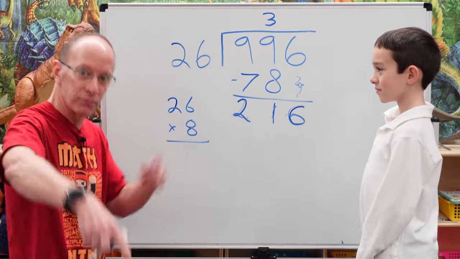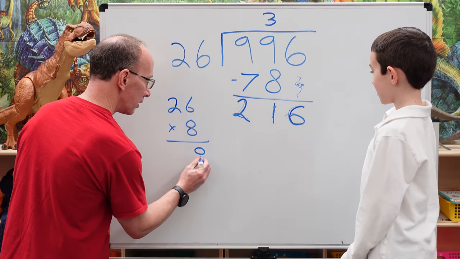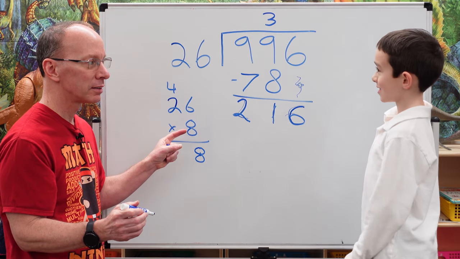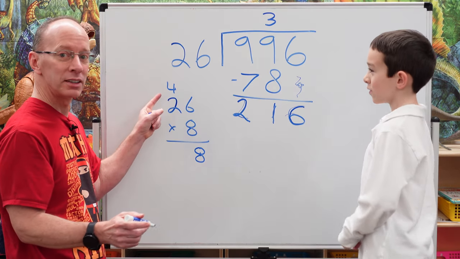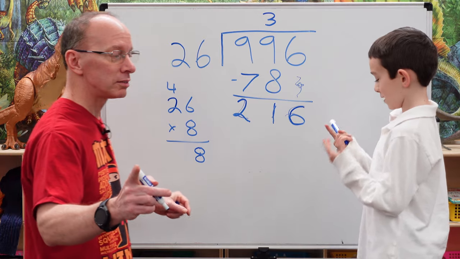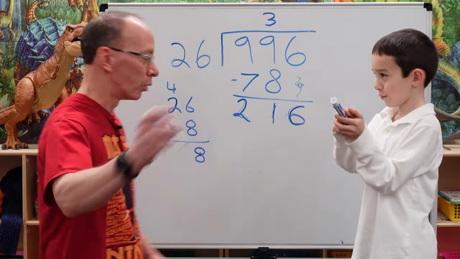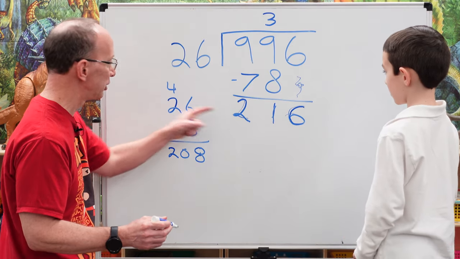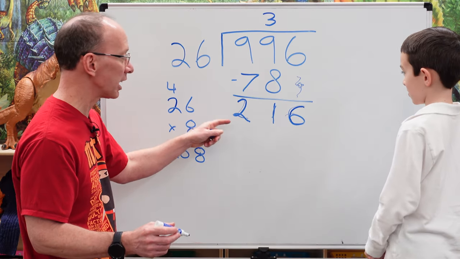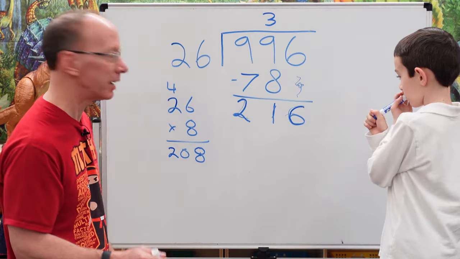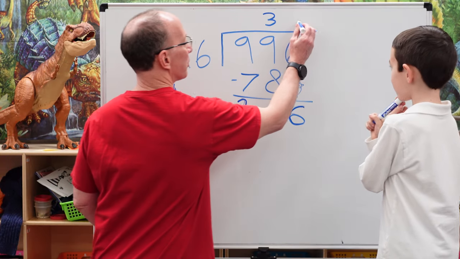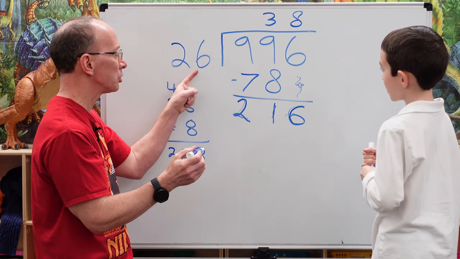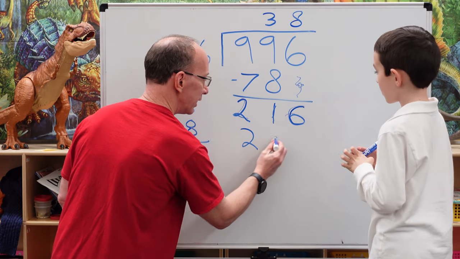8 times 6 is 48, all right? What is 8 times 2? 8 times 2, 16. 16 plus 4 is 20. So we have 208. I don't think we're going to get any closer. I think we hit the jackpot. So I'm going to go ahead and put 8 right here. So 8 times 26, we're using multiplication, is 208.